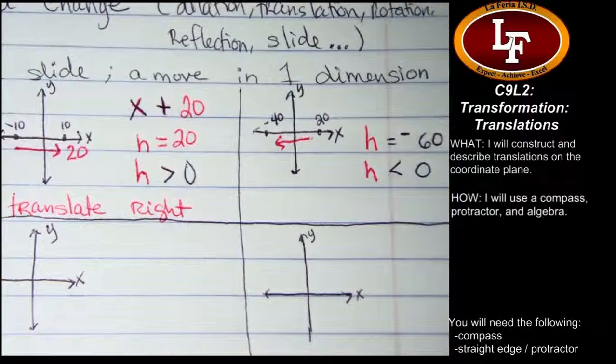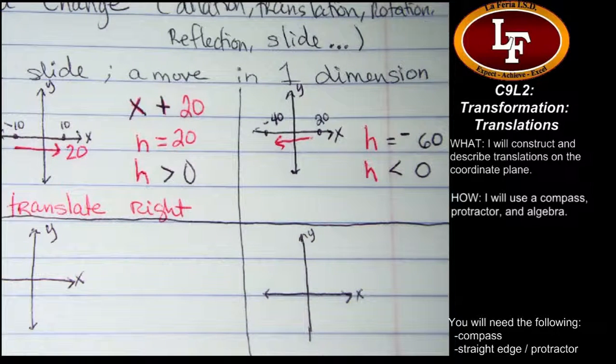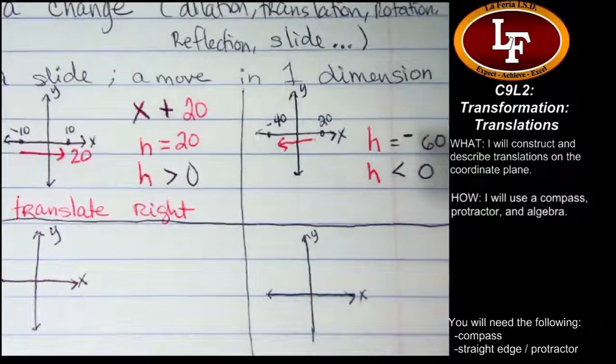Look back at those descriptions. Look at that if-then statement. If h is less than 0, then translate left. Did we translate left here? Yes. And then h has to be less than 0.